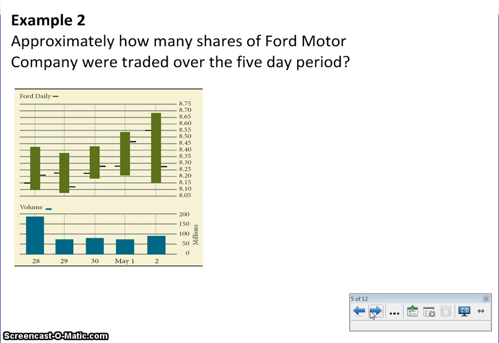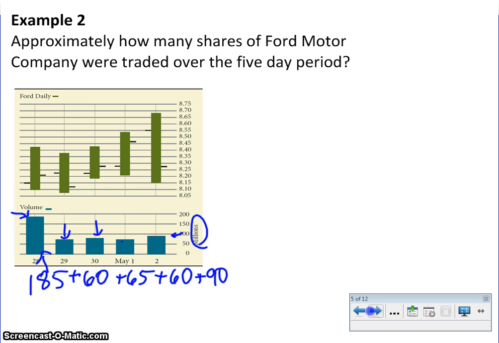So what the book is telling us is that this first day, I'm looking at 185 million shares traded. Plus, day 2, the book says 60. Day 3, 65 million. Day 4, about the same as day 2, so plus 60. And then day 5, plus 90, because it's right here below the 100. When I add all of those together, I end up with 460 million shares traded in that particular week.